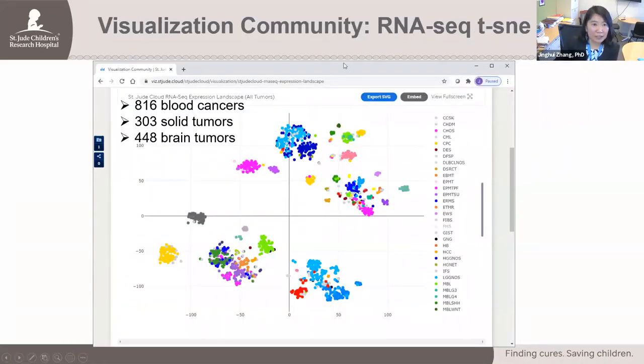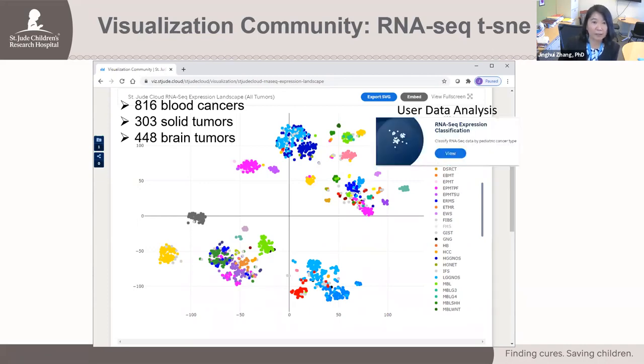So in the visualization community, a new addition is the t-SNE plot that we performed in organizing the RNA-seq data sets we have, which enables classification of patient samples by expression profile analysis. One of the new interfaces we added is that not only do we analyze our own data, but we also allow researchers to import their own RNA-seq data and see where their data sample can be clustered with the reference cohort we assembled here.